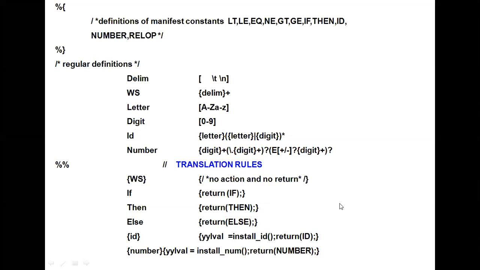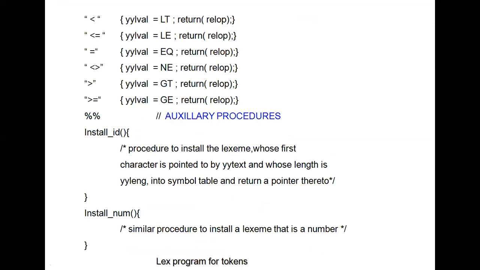In the rule section, we are translating some rules with a rule and an action. Each rule is associated with an action. And the third part is the procedure section, that means auxiliary procedures. Here we are defining some auxiliary procedures, right?